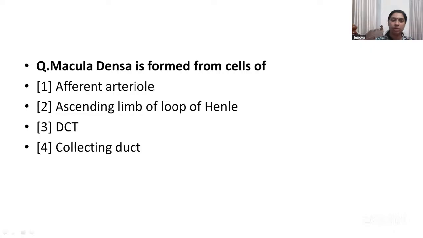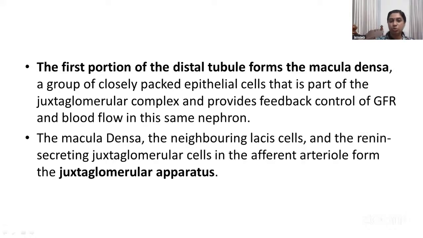Next question. The macula densa is formed from the cells of. The options are efferent arteriole, ascending limb of loop of Henle, DCT, collecting duct. The answer is DCT, the distal convoluted tubule. The first portion of the distal tubule usually forms the macula densa.